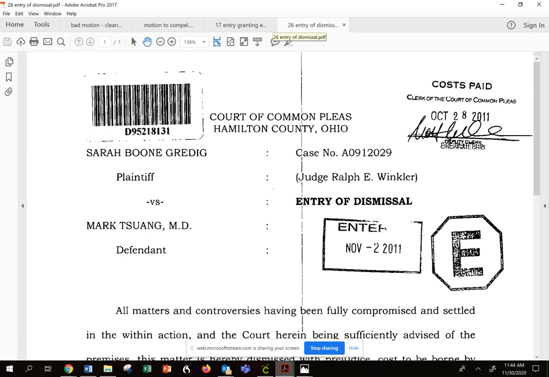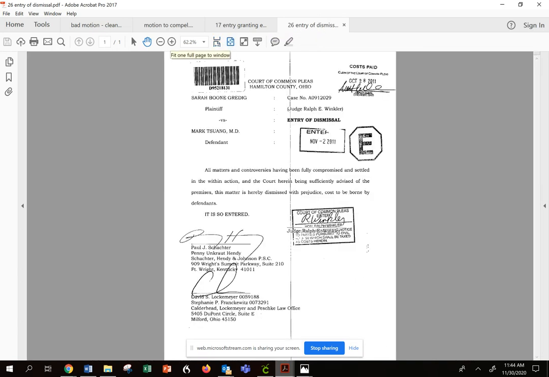So here's just another example of an order. This is an entry of dismissal. You can see caption, everything's the same, very basic. You can barely see it. I thought I missed it here. You can see the judge's signature is right here. Then these are the copies too I was talking about. They're just sending copies to them. So that just gives you an idea.